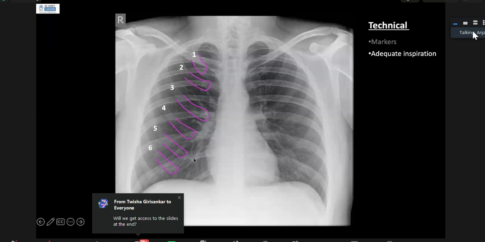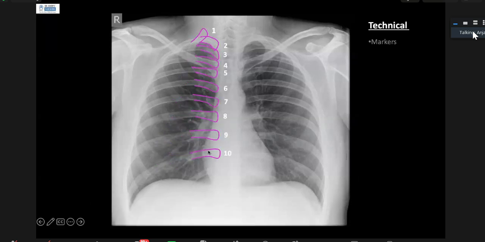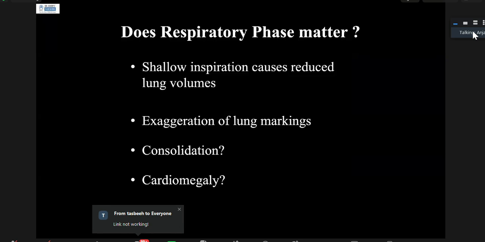Okay. So if you're counting the posterior ribs, ideally the 10th posterior rib should be intersecting the diaphragm in the mid-clavicular line. We have outlined the ribs, the posterior ends here. This is rib number 1, 2, 3, 4, 5, 6, 7, 8, 9, 10. So this is the 10th space that is intersecting the diaphragm. So again, this is a good inspiratory film. So either the anterior 6th rib or posterior 10th rib. Okay. So that's how you assess for adequate inspiration.